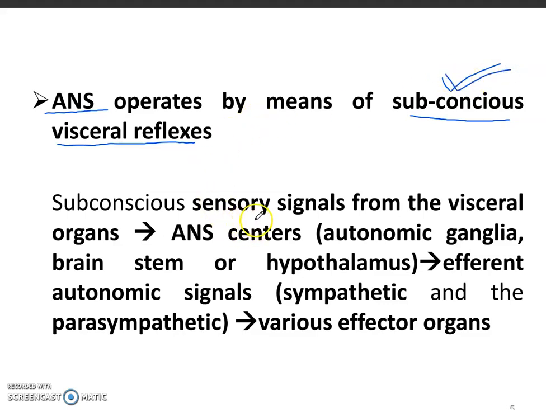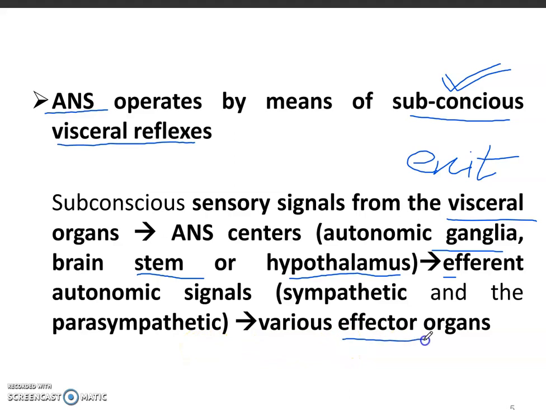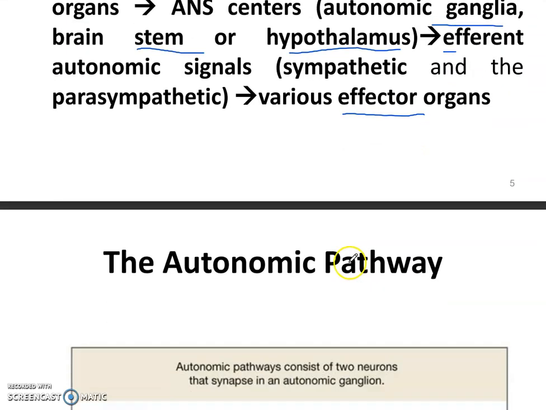And it sends sensory signals from the visceral organs, and then they go into the autonomic ganglia, the brainstem or hypothalamus. Then the efferent, E for exit. The efferent autonomic signals, sympathetic and parasympathetic, go to the various effector organs, which just translate the message coming from the brain.